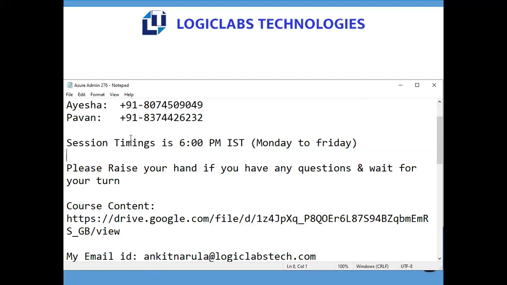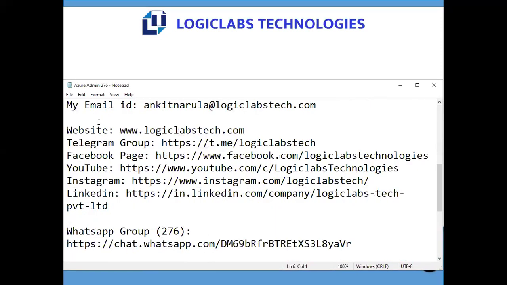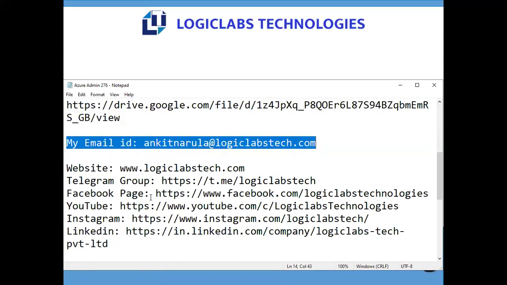But if you get stuck with any technical issue, please don't contact them, because they are not technical people and can't help you with technical things. For technical things, I'm going to share my email ID. Whenever you get stuck while doing practice, you get an error message, or you're not able to understand anything, then you need to email me.